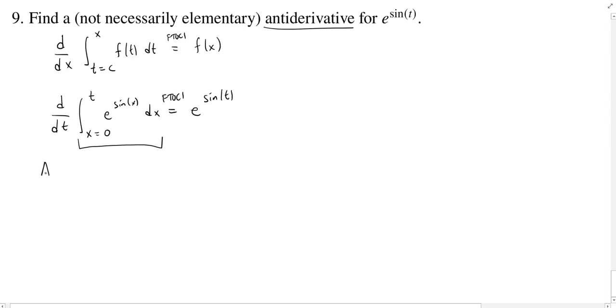All right? So if we want to write it as a complete sentence, an antiderivative for e to the sine of t is the integral from x equals 0 to t of e to the sine of x dx.